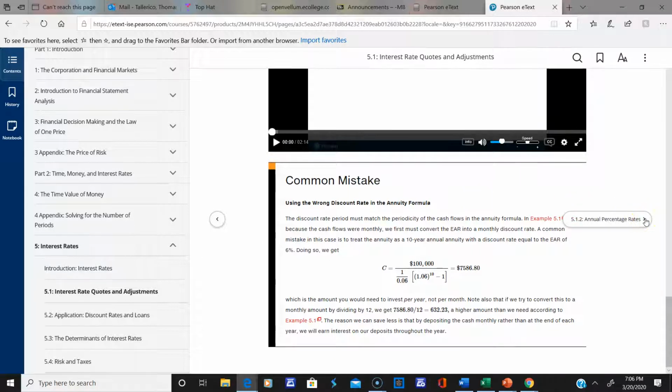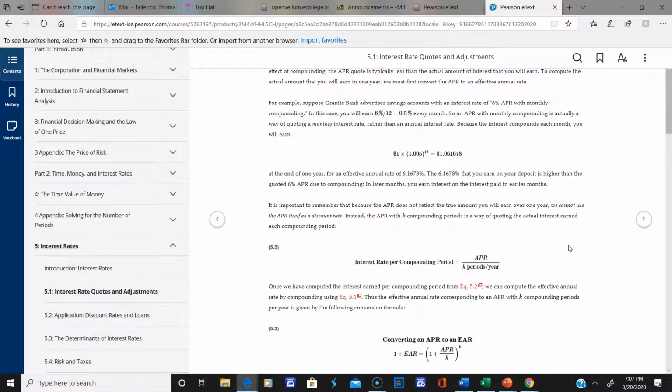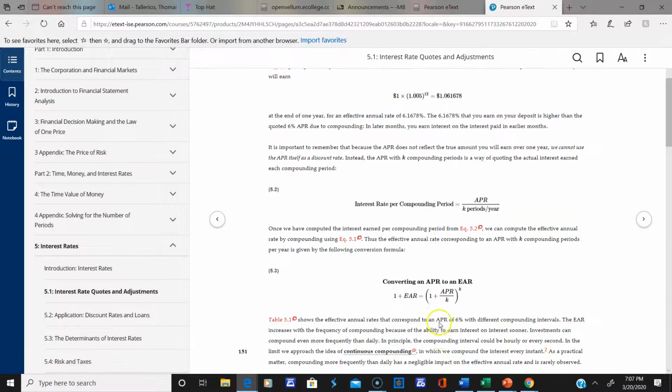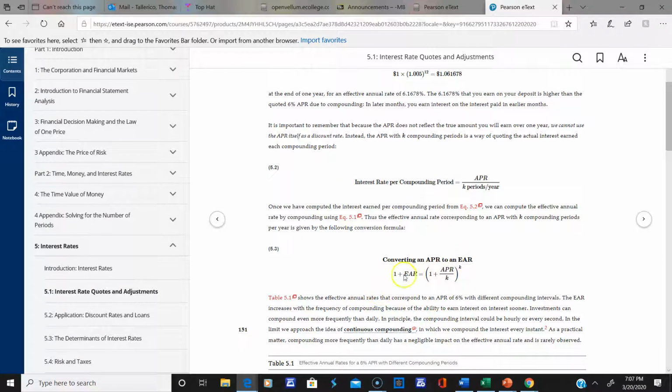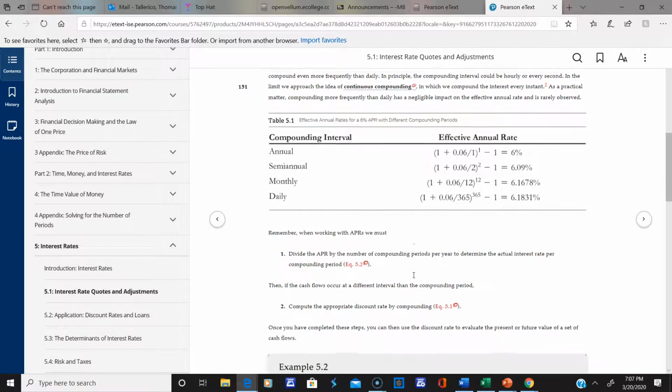Let me look. Maybe there's an example here. Anyway, here's equation 5.2. These are important equations. And here's how to convert an APR to an effective annual rate. But in that problem, they gave you an effective annual rate.